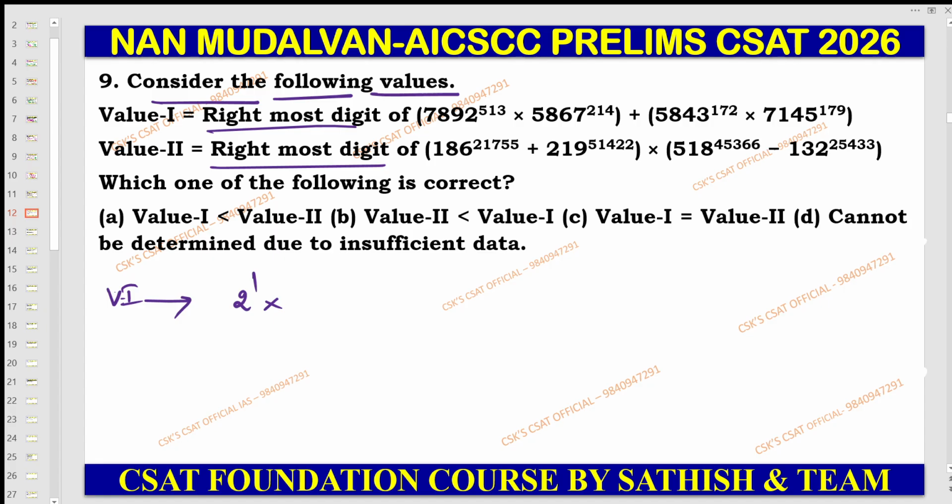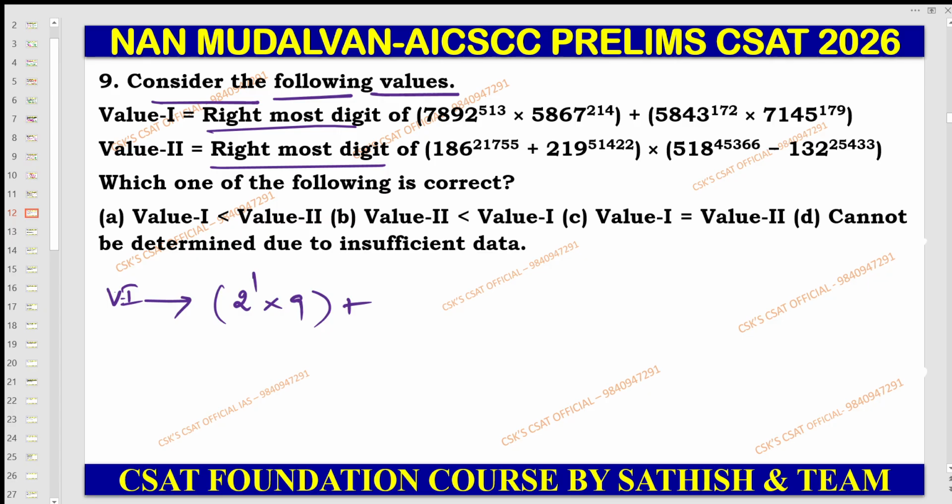Now 7. For 7 the power has to be divided by 4. 212 goes, so only 2 remains. 7 square, isn't it? 7 square means 9 is the unit place. Because when it is the unit place, you have to focus only on the unit place. Understood?